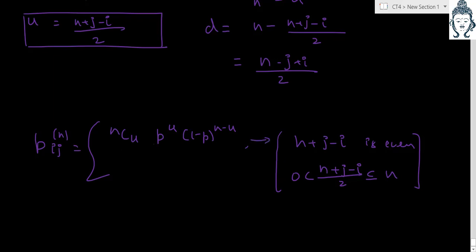This definition for Pij, the probability of getting from i to j in n steps, can be evaluated using the binomial distribution only when these two considerations are true. It would be equal to 0 otherwise. If these two considerations are not true, then the probability becomes 0. That is, it becomes impossible to transition from i to j in n steps.